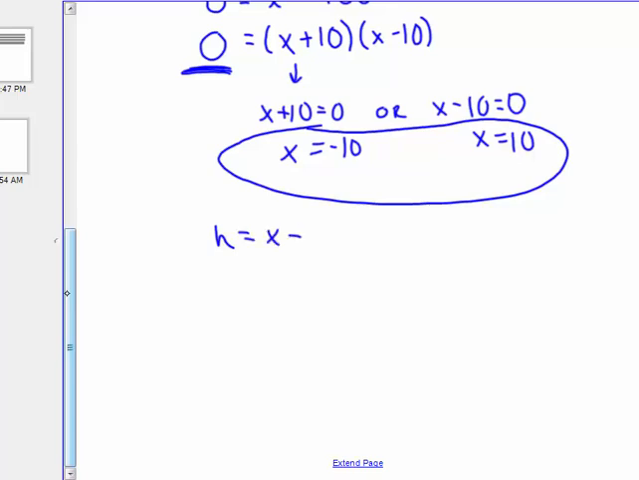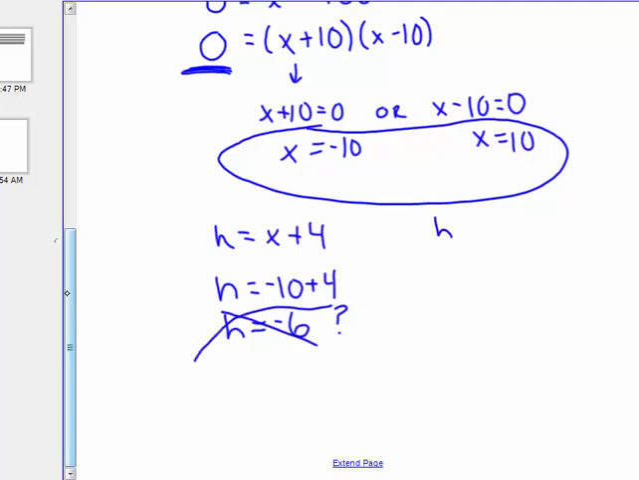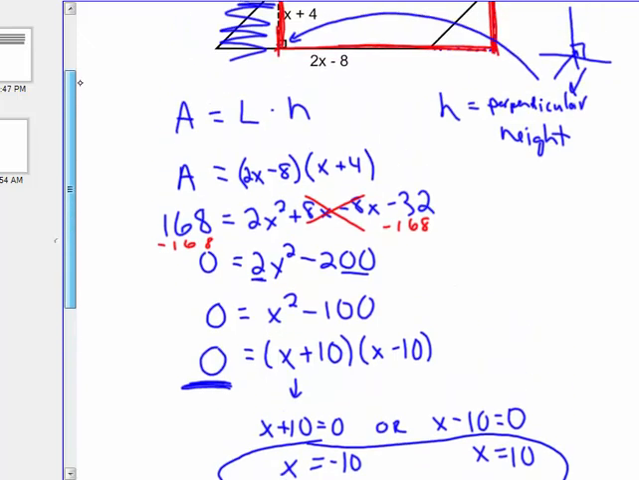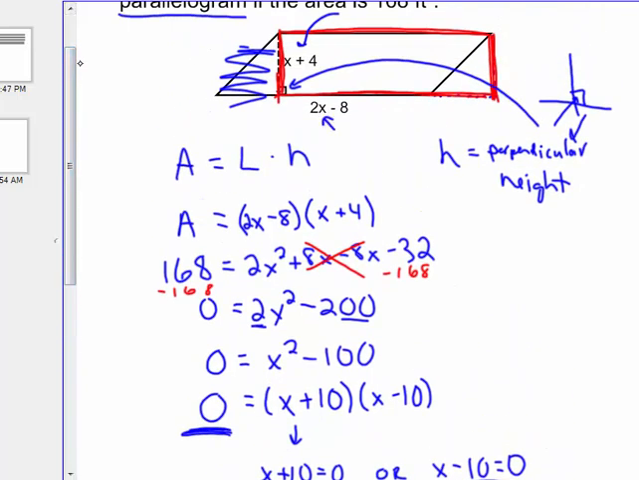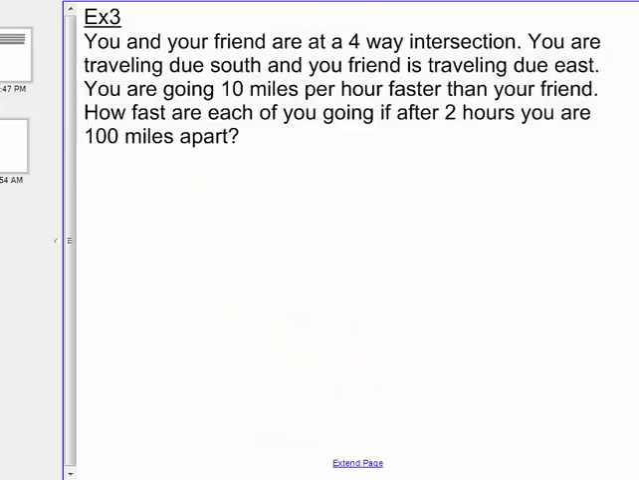So if we know the height is x plus 4, and I put in negative 10, that doesn't make sense. So I just cross that answer out. Even though the math is correct, it doesn't make sense in the context of the problem. Let's look at the other one. If I put in 10, 10 plus 4, the height is 14. Yep, that works. That could be a possible answer. Notice if I go up and find the length here, if I put in 10, 10 times 2 is 20. 20 minus 8, that's 12. So, yeah, that'll work too.